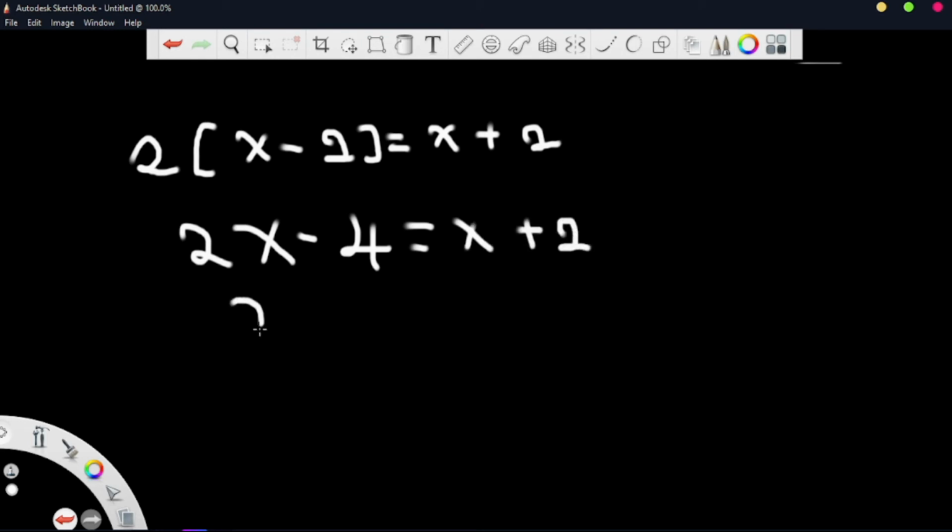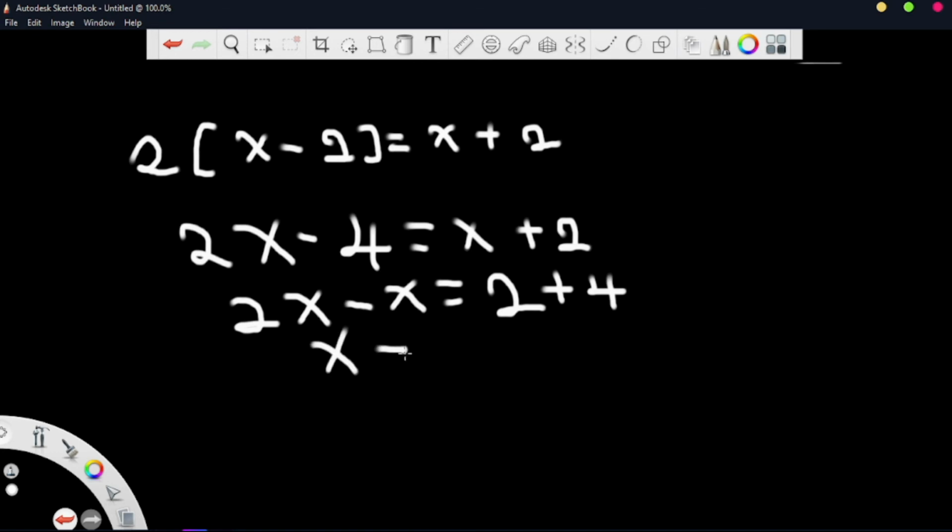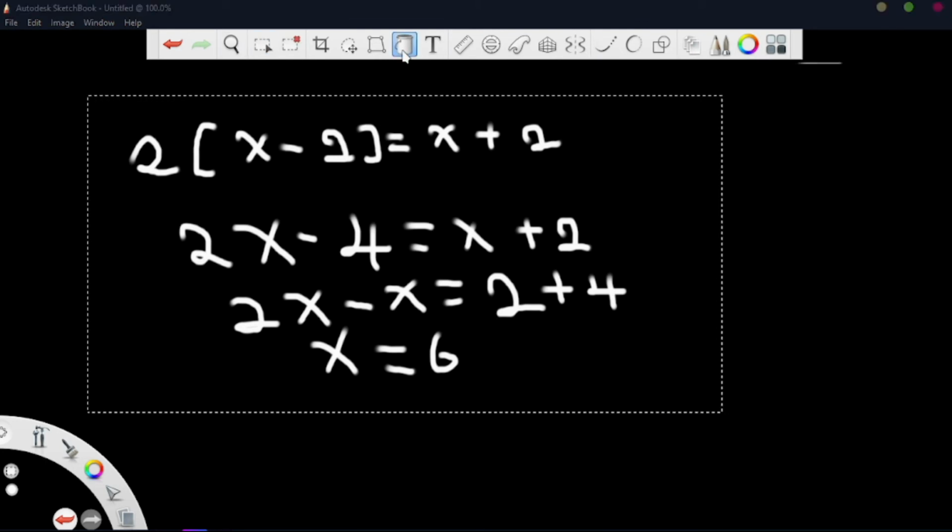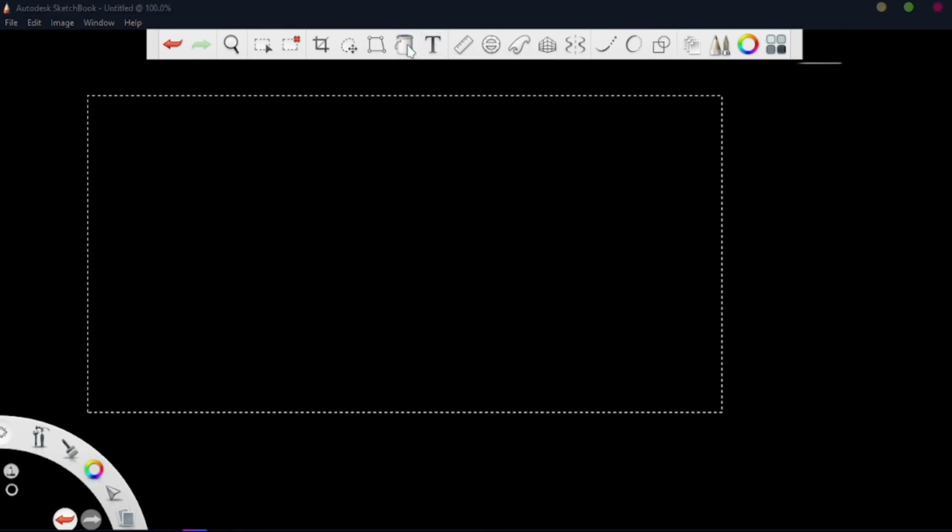So I have to collect my like terms. This x will come to that side and become minus x, and here I'll remain with a 2. This minus 4 will go to the other side and become plus 4. Here when I subtract, I'm simply going to have x. Then x will be equal to 2 plus 4, which is 6. If I replace, I'll have 6 minus 2, which is 4. 4 times 2 is 8, and here I'll have 6 plus 2, which is 8. So then I have gotten my value correct. Let's try out the last one for the video.